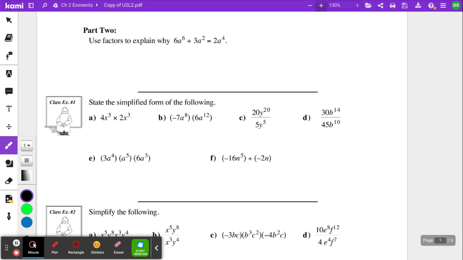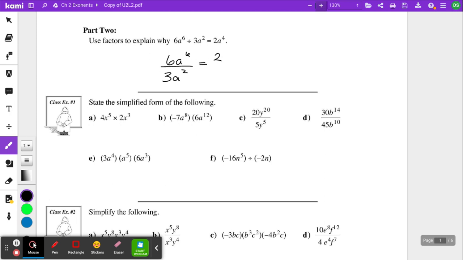Is 6a to the 6 divided by 3a to the squared, is that 2a to the 4th? Is that correct? We're supposed to use factors to explain it. Okay, watch this. Do you agree that this would be like this? Yeah? Okay, so to use factors to explain it, they want us to break that all up, the top and the bottom, into their factors, which means they're what? What are factors? Pieces that multiply together. Okay, so let's get some pieces that are multiplying together here.